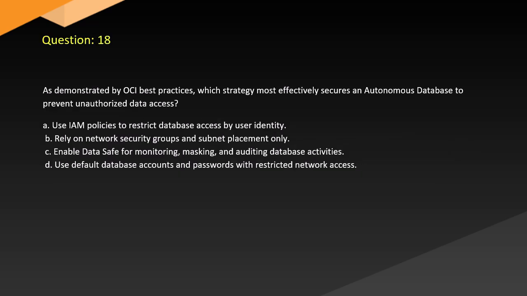Question 18. As demonstrated by OSI best practices, which strategy most effectively secures an autonomous database to prevent unauthorized data access? A. IAM policies to restrict database access by user identity. B. Rely on network security groups and subnet placement only. C. Enable Data Safe for monitoring, masking, and auditing database activities. D. Use default database accounts and passwords with restricted network access.